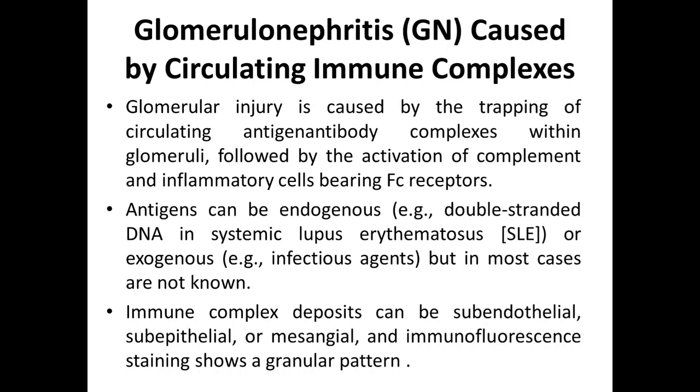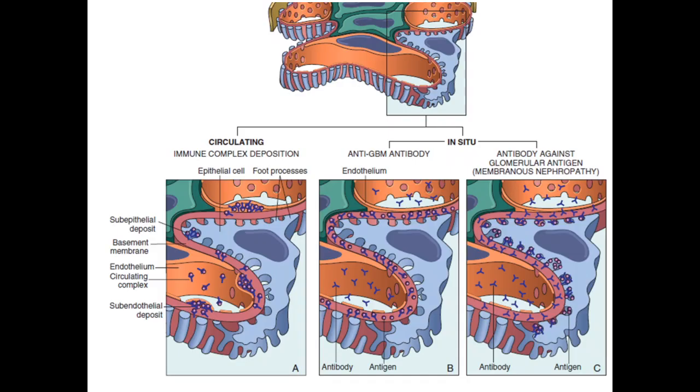Antigens in this situation can be endogenous, such as double-stranded DNA in systemic lupus erythematosus, for example, or exogenous, but in most cases aren't known. And immune complex deposits can be subendothelial, of course, subepithelial or mesangial, and immunofluorescence staining shows a granular pattern here. You can find this fraction of subepithelial deposits here, here, here, so the circulating form. And in the basement membrane we can find some deposits here too.